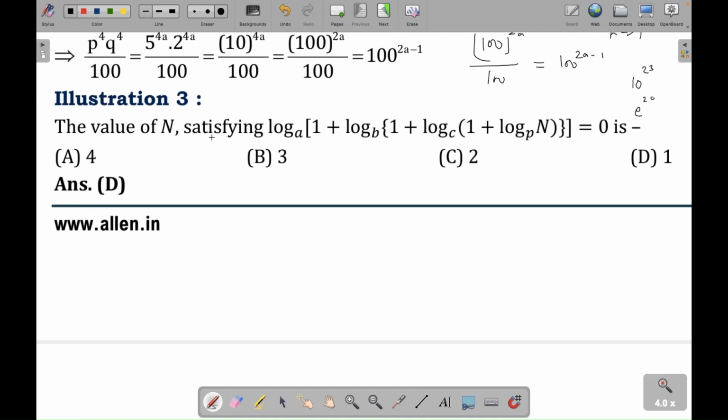The value of n satisfying log a, this entire thing is inside this log a. Then you have 1 plus log b, then this entire thing is inside. So 1 plus log c, then this entire thing is inside. Plus 1 plus log n base p is equal to 0. So log of, say this is x or a number n, right? So log of n to the base a is equal to 0. What can you say about n?